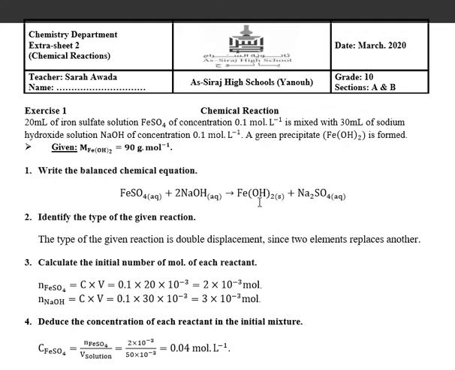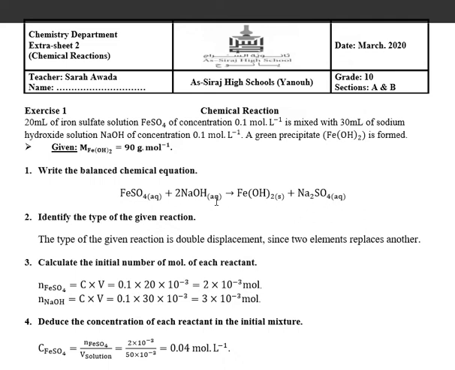But it's not the only product in this chemical reaction. The second product is between Na+ and SO4 2-, which leads to the formation of Na2SO4. Don't forget to mention the physical states of the other substances.